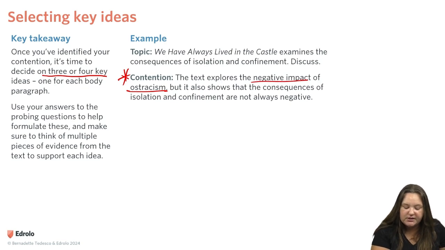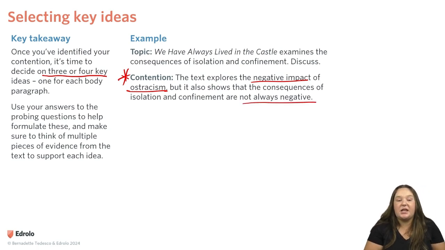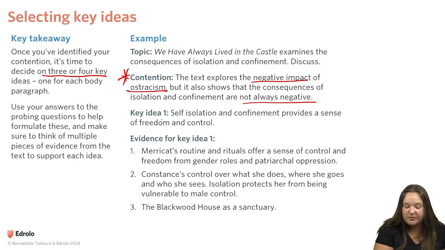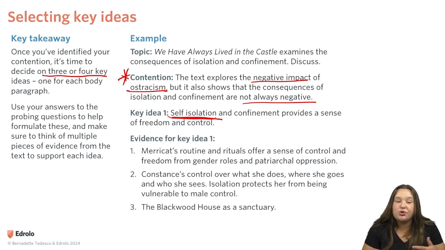But it also shows the consequences of isolation and confinement are not always negative. So my contention is saying that there is obviously negative things that happen because of their exclusion from society, but not all of the consequences are negative. There are 3 ideas that I have that will attach really clearly to this contention. My first idea is that self-isolation and confinement provides a sense of freedom and control. So self-isolation, an isolation that you choose rather than one that you're forced into.